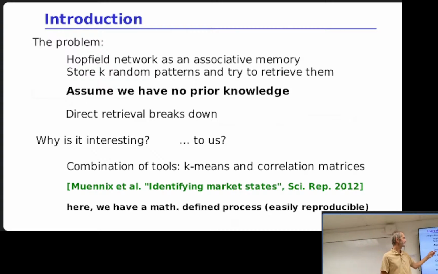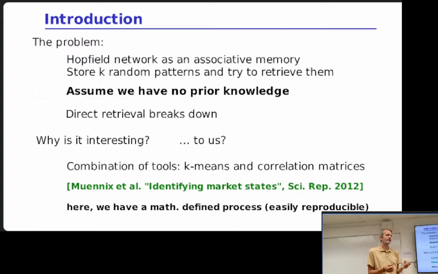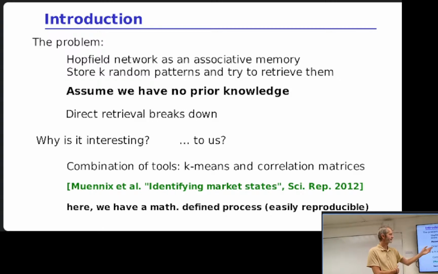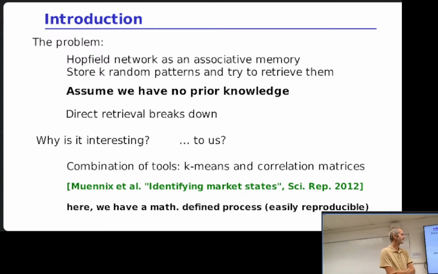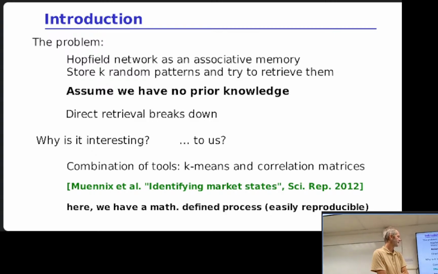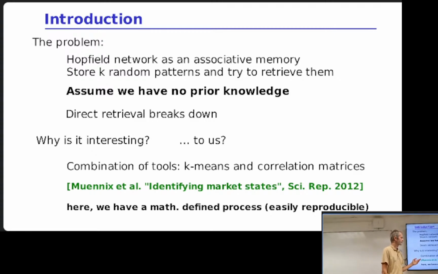So we will see that direct retrieval breaks down. You cannot just scan the memory and extract all patterns. And so we want to try a combination of tools: the k-means clustering algorithm and the correlation matrices.